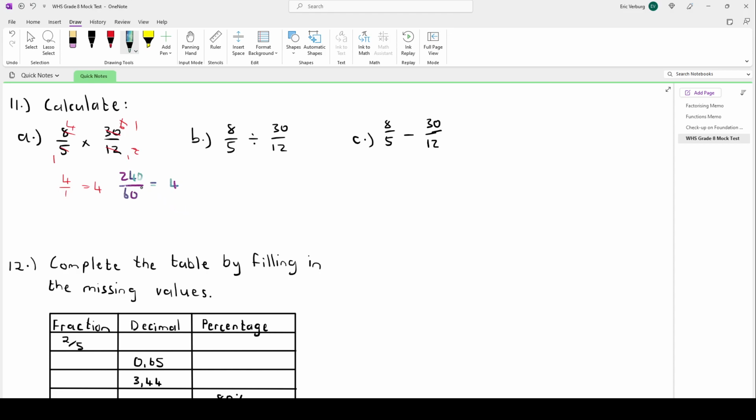So that's also fine. So you can first simplify and then do the multiplication, or you can first do the multiplication and then simplify. Either one is fine.